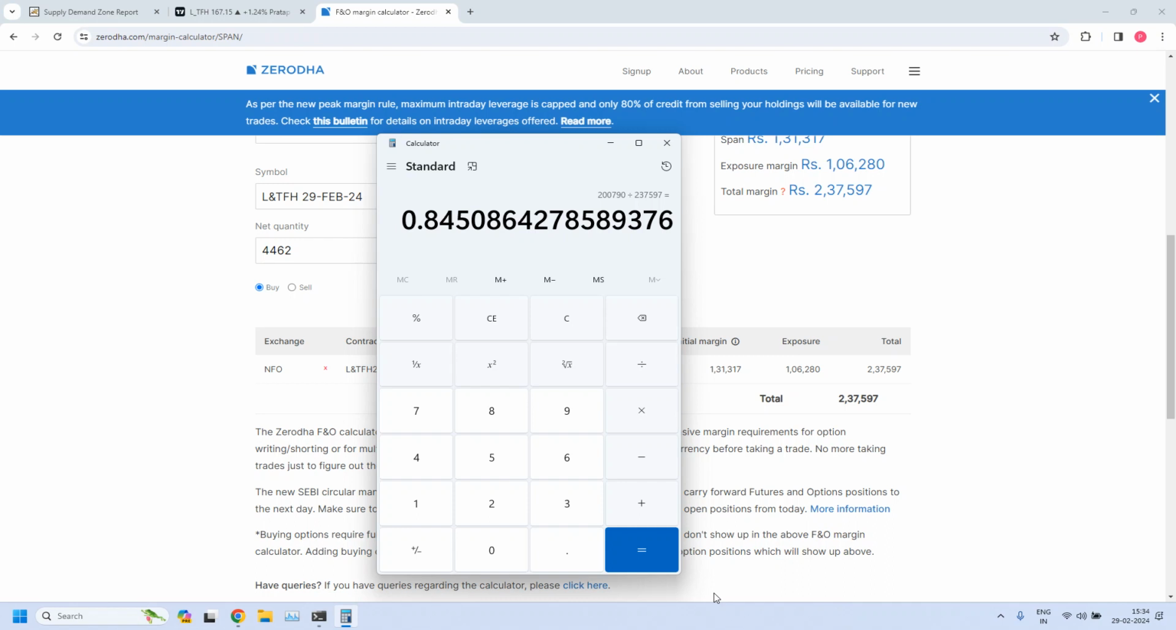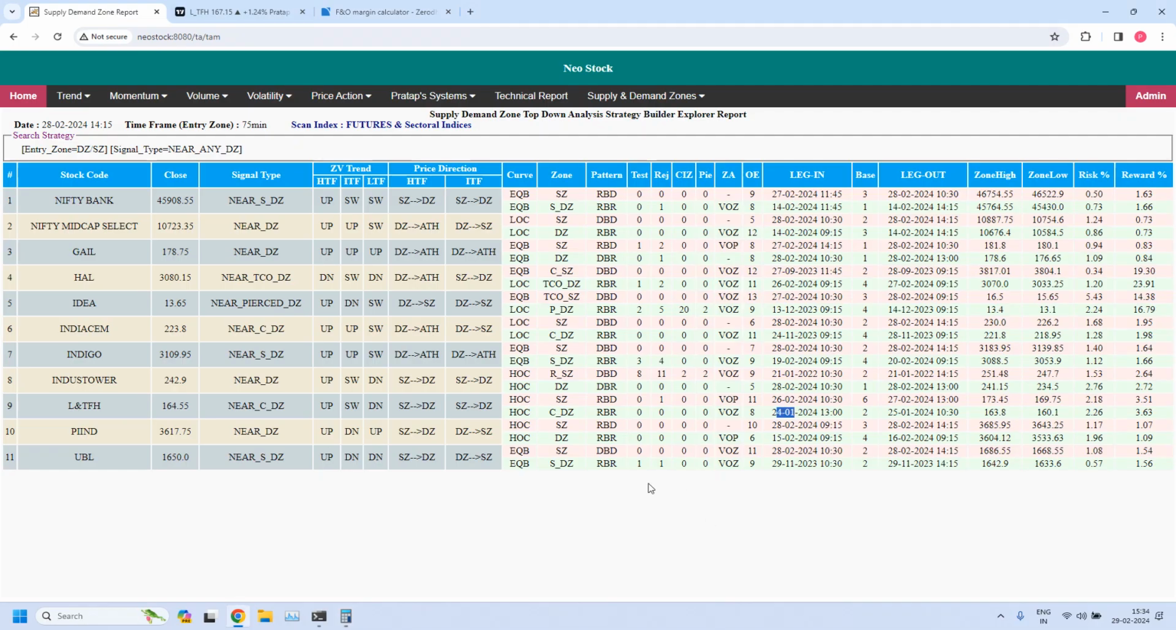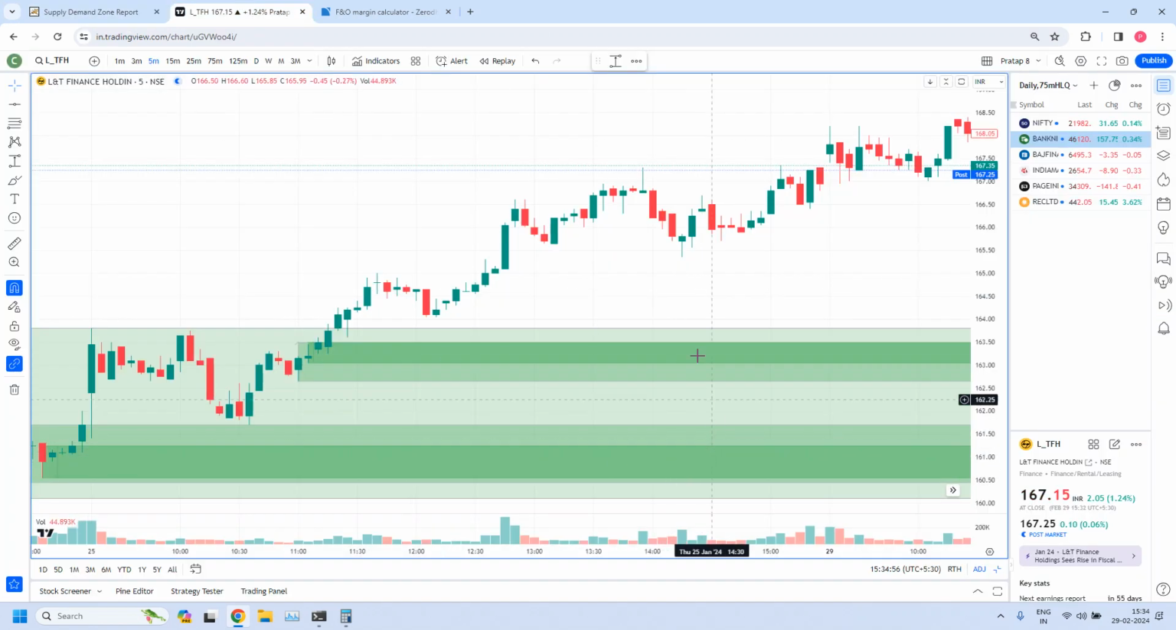This is the 75 minutes demand zone. And the next high liquidity zone, the last one in this list, UBL. When we generated this on 29th November 23 at 10:30, the candle is lagging. After that, we have two base candles. So let us open UBL.